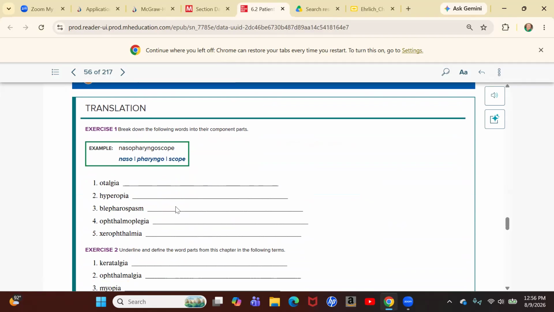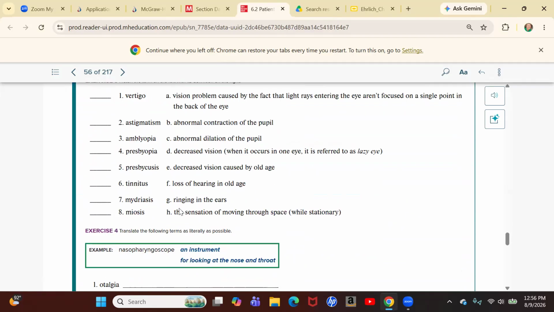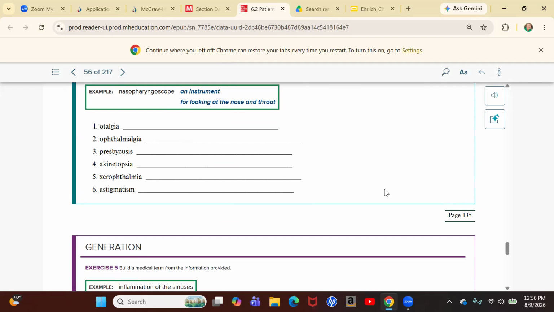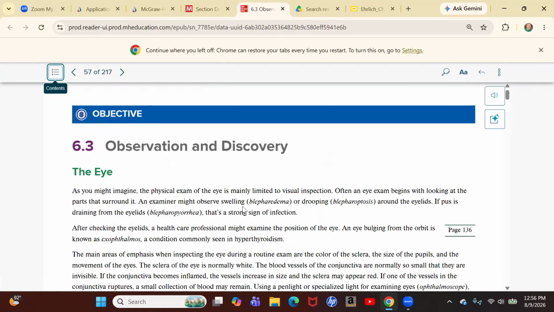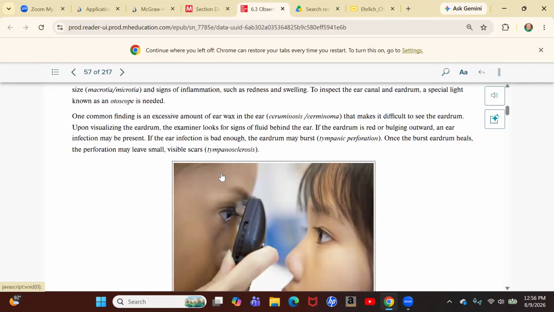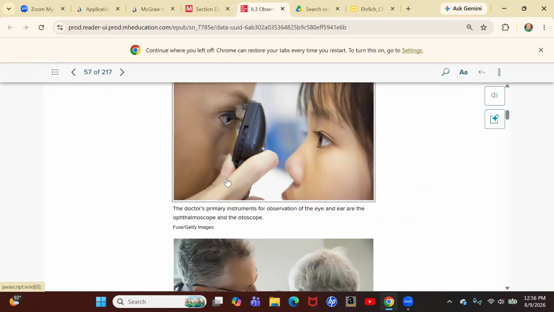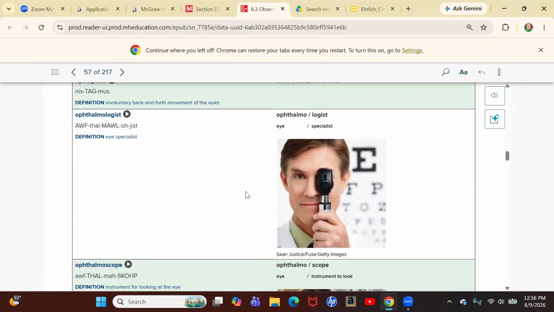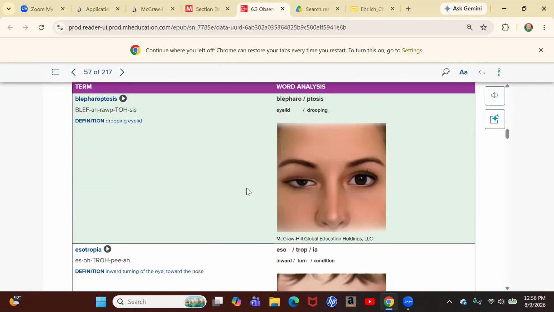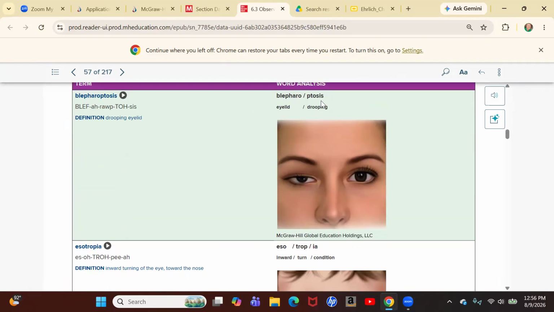All right, and your learning outcomes related to that. Pretty straightforward. And then 6.3, observation and discovery here. So some other terms related to some of the equipment that might be used to look at the eye and some other eye conditions. So you have blepharoptosis. This suffix here, ptosis, means drooping. So this is drooping of the eyelid.